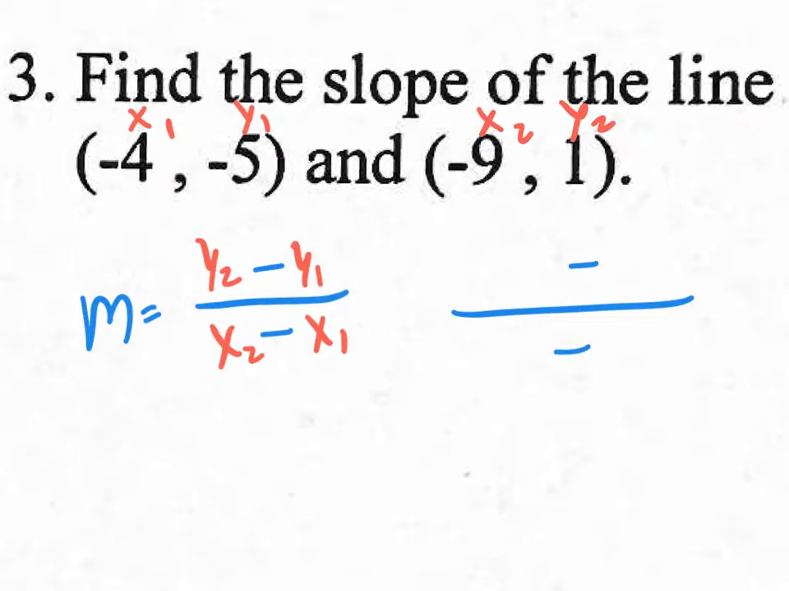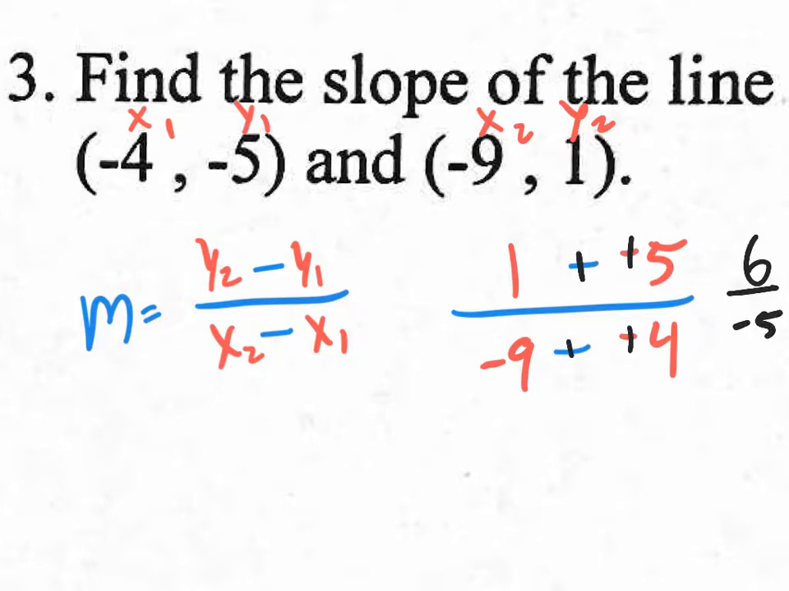And then I plug in my values. So y2, that's 1. y1 is negative 5. x2 is negative 9. And x1 is negative 4. So why do I put these minuses first? That way I clearly see minus minus. If I didn't put these negatives first, I might make the mistake of thinking that it's just 1 minus 5. But it's really a minus minus 5, which means that we have to change it to plus plus. So we really end up with 6 up on top, and on the bottom, negative 9 plus plus 4, that's really a negative 5 on the bottom.